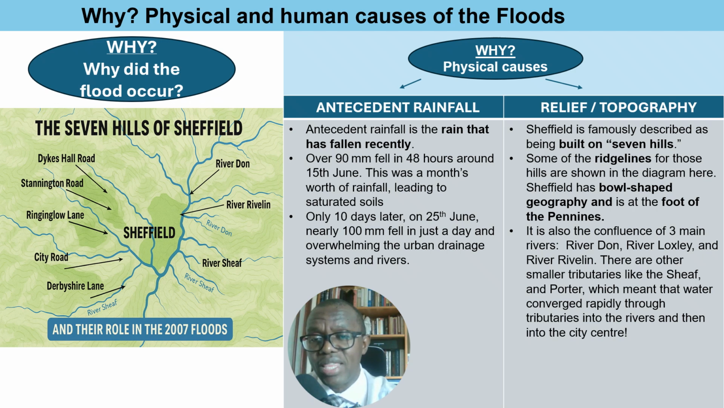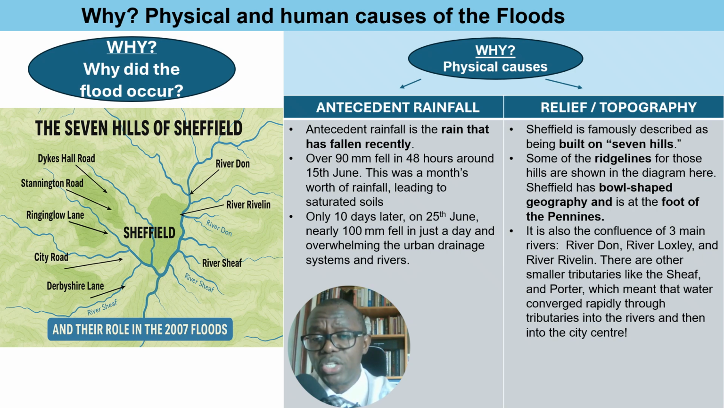So the second physical cause that we are going to discuss here is the relief or topography of Sheffield. And we know that relief or topography is the shape of the land or the height of the land. And Sheffield is famously described as being built on 7 hills. Some argue that it's 8 hills, but then it's famously known for 7 hills. So we will just stick to the 7 for now.